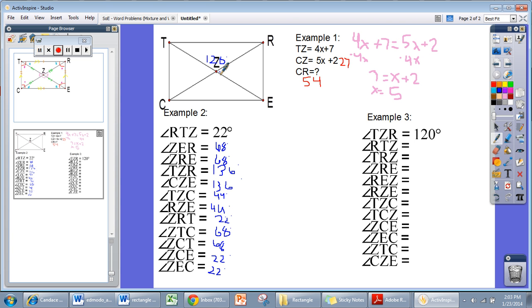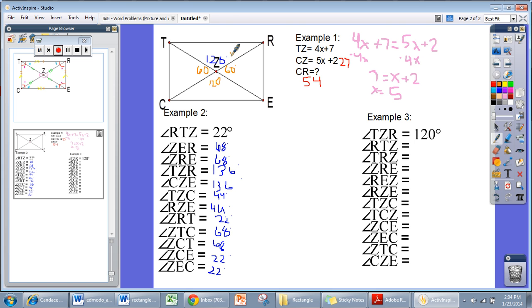It'll probably be easiest if first things first we find the angles around Z. This one right here is making a straight line. So 180 minus 120, we get 60. Not too bad. This one is vertical, so it's going to be 120. And over here we have another vertical with our 60, so we have 60.